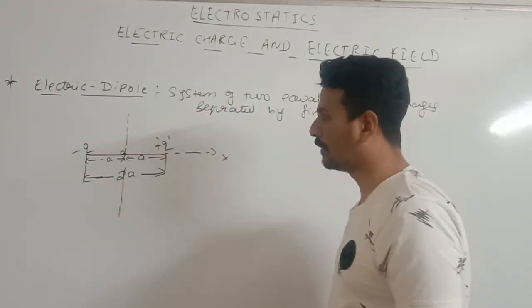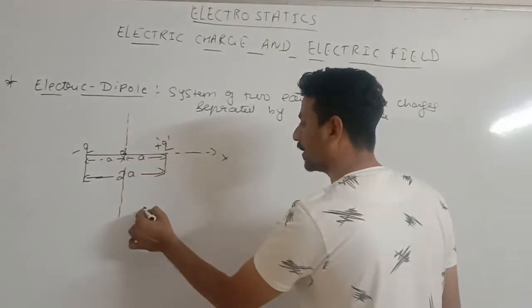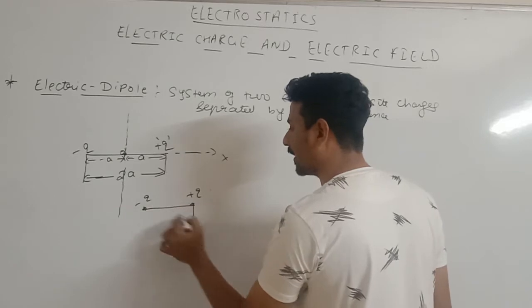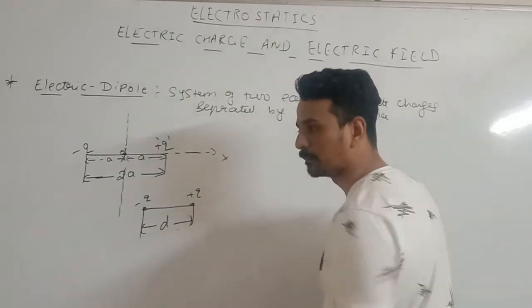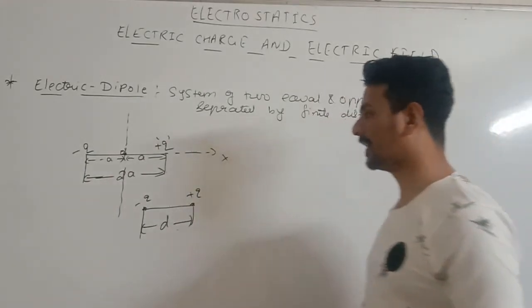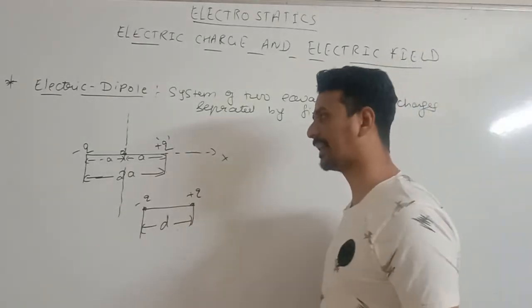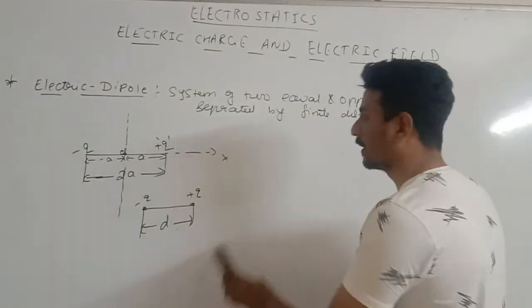But it is not always necessary that you will remember this as 2a. Sometimes they will say that electric dipole can also be defined as a system of two equal and opposite charges separated by any distance d. Clear? Okay. So electric dipole means a system of two equal and opposite charges separated by some finite distance. This is known as an electric dipole.